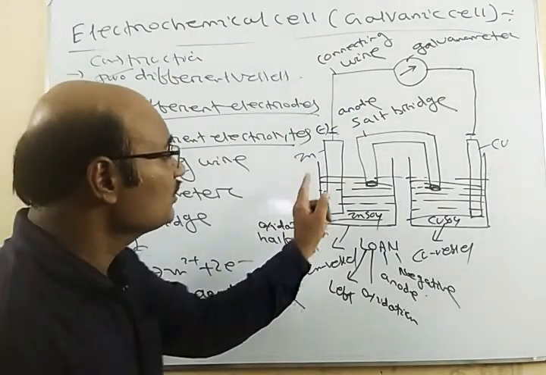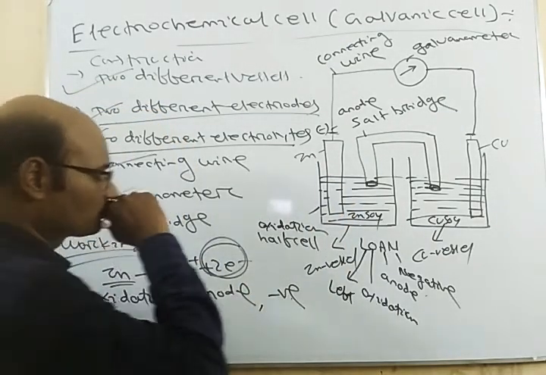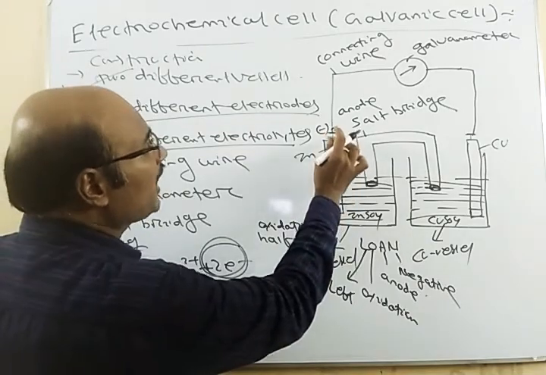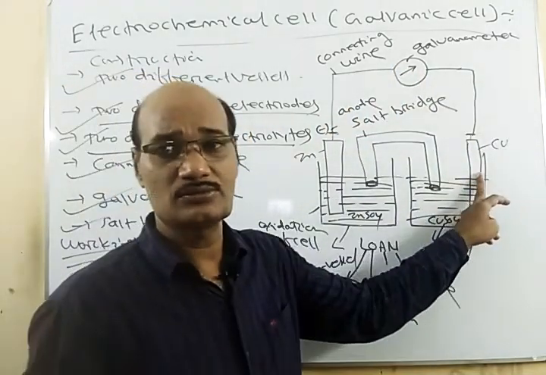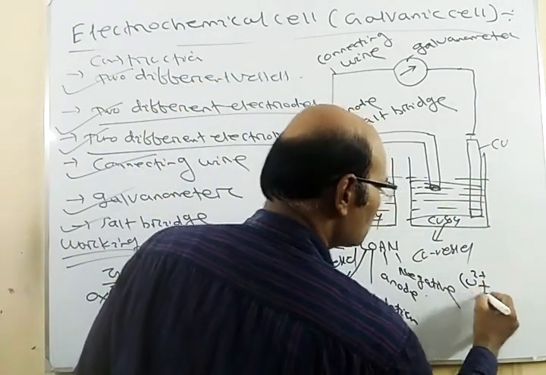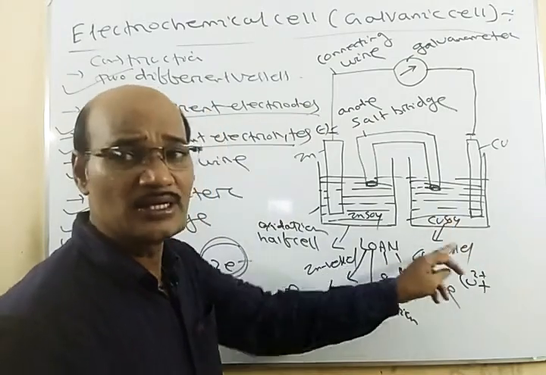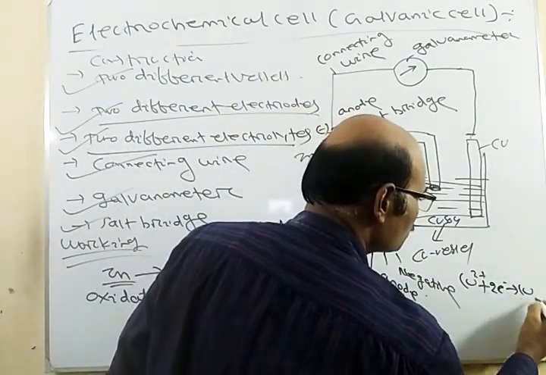Now when zinc undergoes oxidation, the electrons released flow through the wire and come to this place. Here we have Cu2+ ions. Now these Cu2+ ions receive electrons on this side.